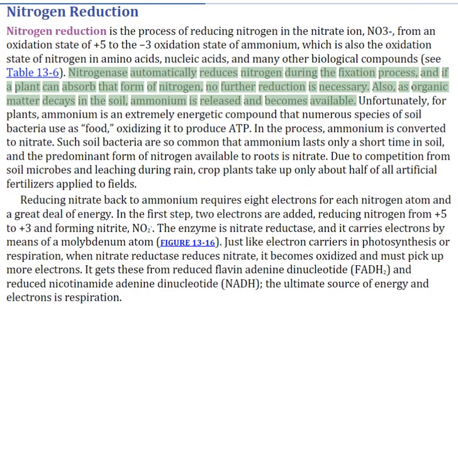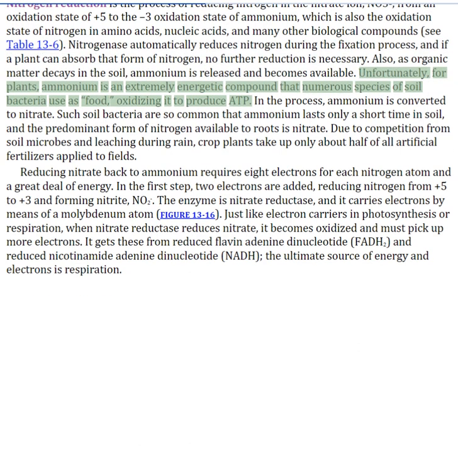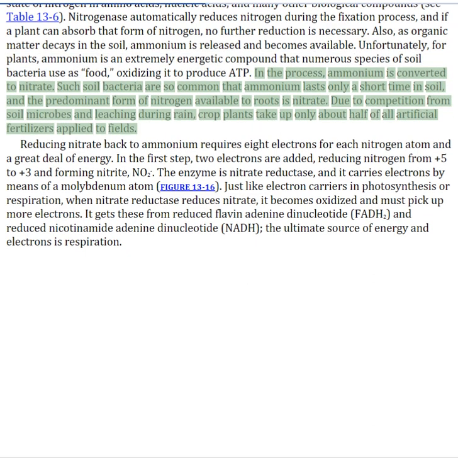Nitrogenase automatically reduces nitrogen during the fixation process, and if a plant can absorb that form of nitrogen, no further reduction is necessary. Also, as organic matter decays in the soil, ammonium is released and becomes available. Unfortunately, for plants, ammonium is an extremely energetic compound that numerous species of soil bacteria use as food, oxidizing it to produce ATP. In the process, ammonium is converted to nitrate.